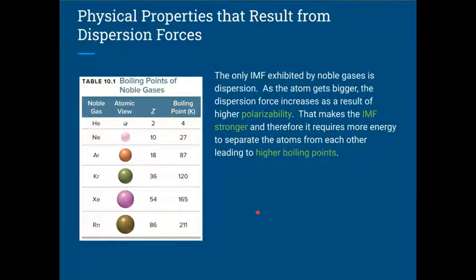The only intermolecular force exhibited by noble gases is dispersion. As the atom gets bigger, the dispersion force increases as a result of higher polarizability. That makes the IMF stronger, and therefore it requires more energy to separate the atoms from each other, leading to higher boiling points.